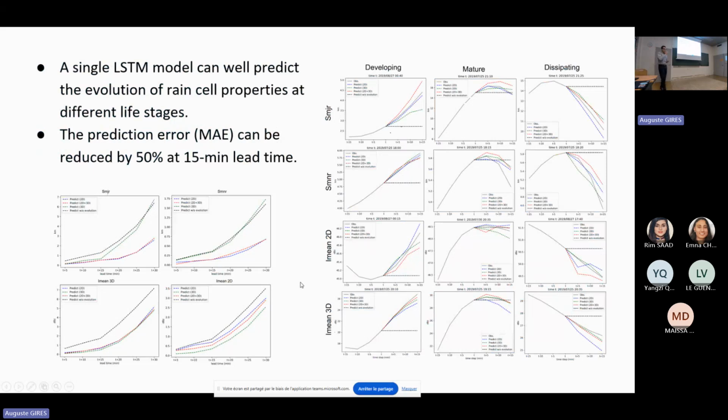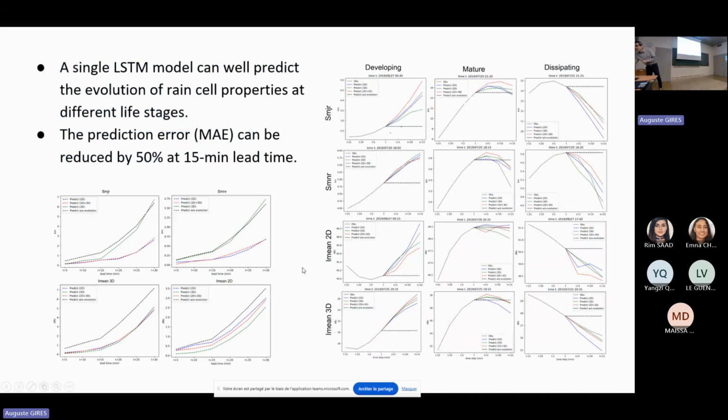And here we try different combinations. That means we only use 2D properties to do the prediction, or we use both 2D and 3D properties. Here the 3D is the altitude of the convective core that we track. Or we only use 3D, only the altitude from the convective core.